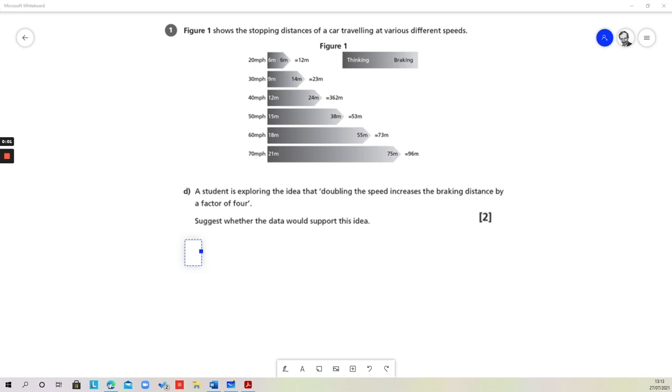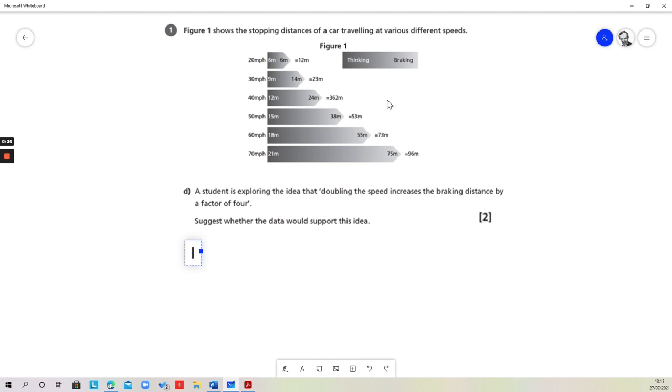In this question, we're being asked to work with information from the chart here, and the chart is to do with stopping distances of cars travelling at various different speeds. We've been presented with an idea that if the speed is doubled, then the braking distance will go up by a factor of 4. In other words, if the car's going twice as quickly, it will take 4 times as great a distance for the car to brake to rest.